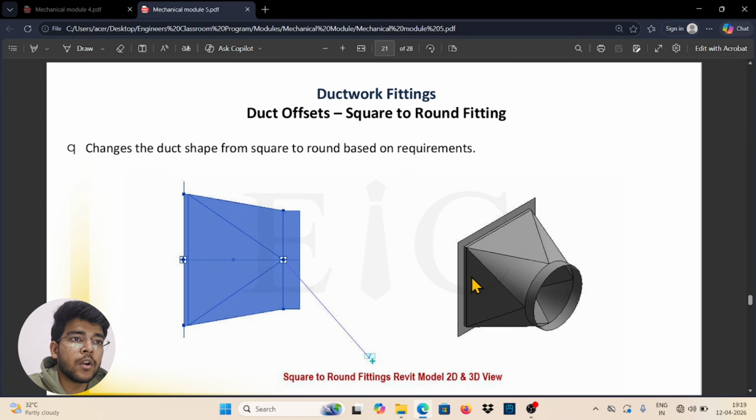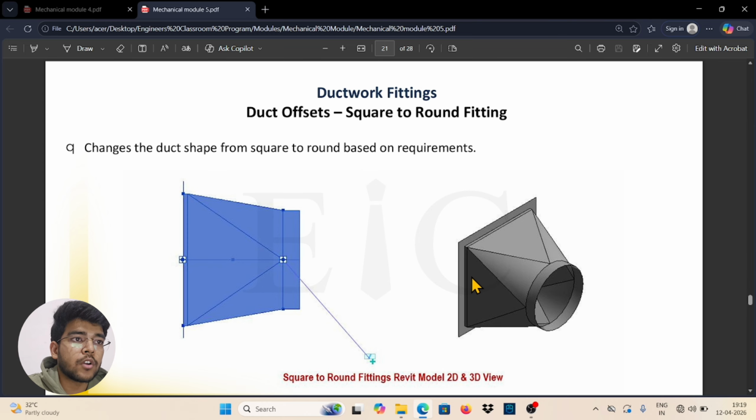And now it comes to the duct offset, square to round. If you have to connect two types of duct from one transition, you can connect from this transition. It has one mouth square and one mouth round. You can connect a square duct from here and a round duct from here. It is called square to round fitting.